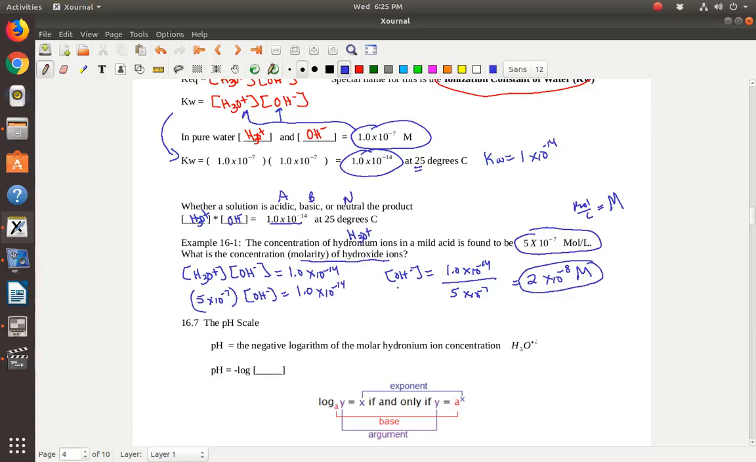Alright, that's an easy one to do if you use this formula right here. Just plug in what you know and solve for what's asked.